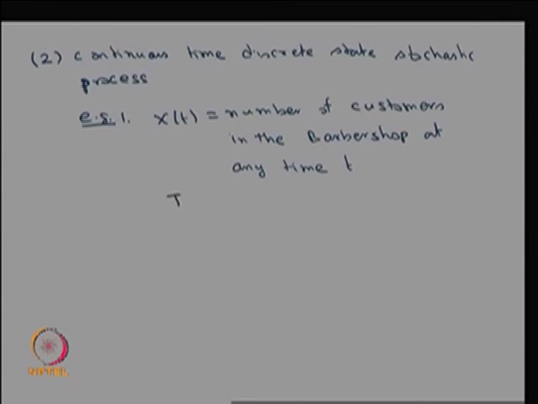Therefore, the possible values of capital T is going to be a collection of t such that t is greater than or equal to 0, and the possible values of S, still it is a number of customers. Therefore, the possible values are 0 or 1 or 2 and so on, and there is a possibility it can be countably finite also. So, whether the state space is going to be countably finite or countably infinite, we classify it as a discrete state. Therefore, this is a typical example of a continuous time discrete state stochastic process, and the collection of random variables is going to be X of t for all possible values of capital T.